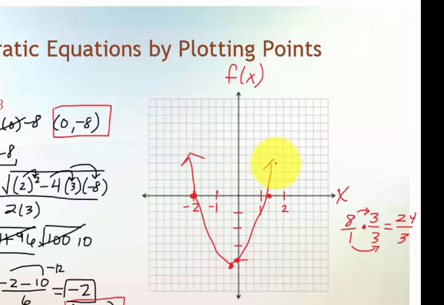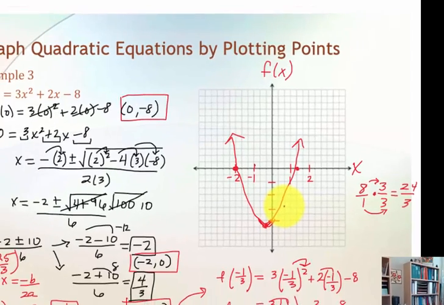Don't forget to put the arrows. Your parabola should be rounded at this vertex point. It should not be pointy. So do try to round it. It's a lot easier with a pencil.